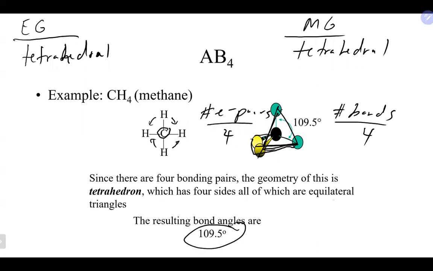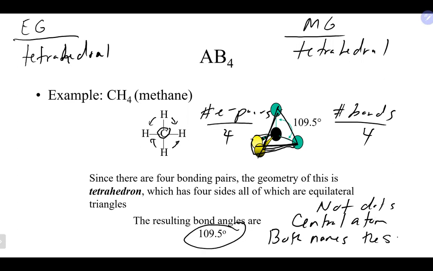So whenever you have no dots on your central atom, both names will be the same. It is only when we start introducing non-bonding electrons to the central atom that we actually get a difference in the name. The molecular geometry name is going to start to differ, and that is because we are missing the atom and we have non-bonding electrons.